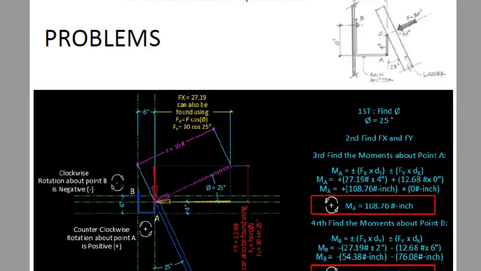Then we find the moment about point A. By plugging in the numbers, we quickly find that the moment about point A is equal to 108.76 pound-inches. Next, we find the moment about point B is equal to negative 130.46 pound-inches. Negative being a clockwise rotation.